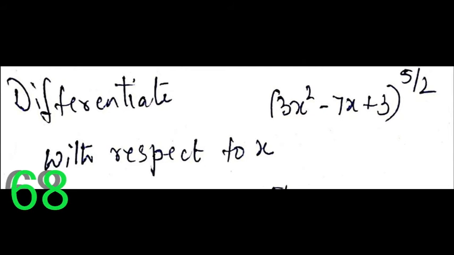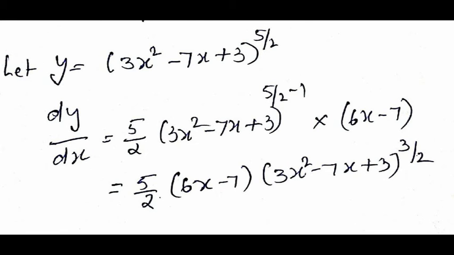Differentiate 3x square minus 7x plus 3 whole raised to 5 by 2. Here we use the formula derivative of x raised to n is equal to nx raised to n minus 1. And finally we get the answer 5 by 2 into 6x minus 7 into 3x square minus 7x plus 3 whole raised to 3 by 2.